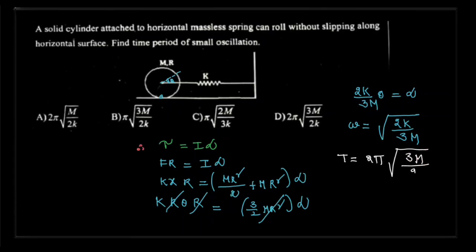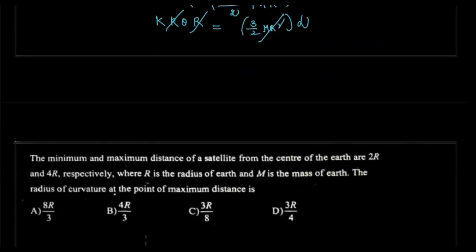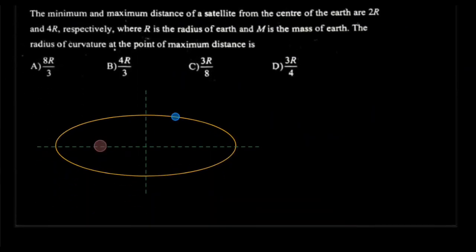3m/2k, that is the answer for this question, right? Clear? Next one. This is an important question from gravitation based on Kepler's laws. The minimum and maximum distance of a satellite from the center of the earth are 2r and 4r respectively, where r is the radius of the earth and m is the mass of the earth. The radius of curvature at the point of maximum distance is, right?